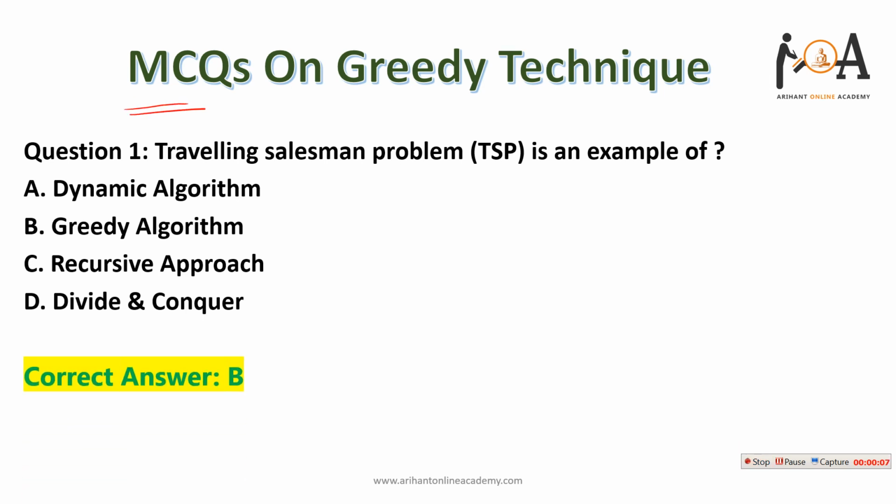Very important previous year's MCQs on greedy techniques. So the question number 1 is: traveling salesman's problem, TSP, is an example of.